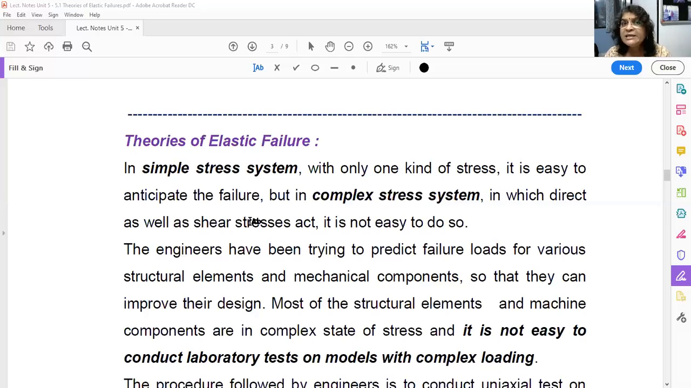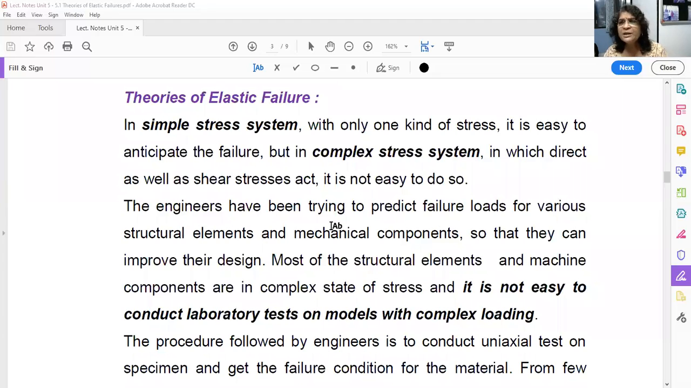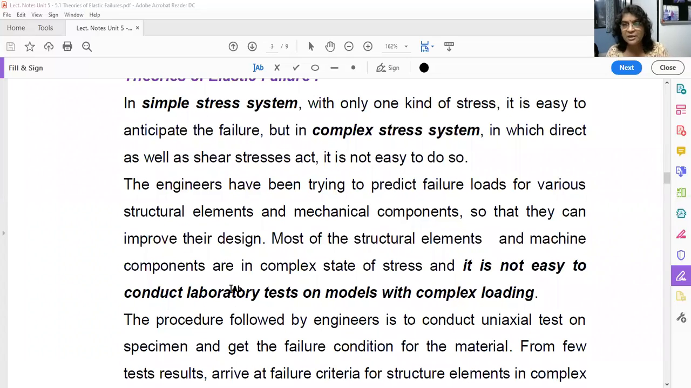It is very easy to anticipate the failure in a simple stress system, but in a complex stress system in which direct as well as shear stresses act, it is not easy to predict the failure. So engineers have been trying to predict the failure loads for various structural elements and mechanical components so that they can improve their design. Most of the structural elements and machine components are subjected to a complex state of loading.